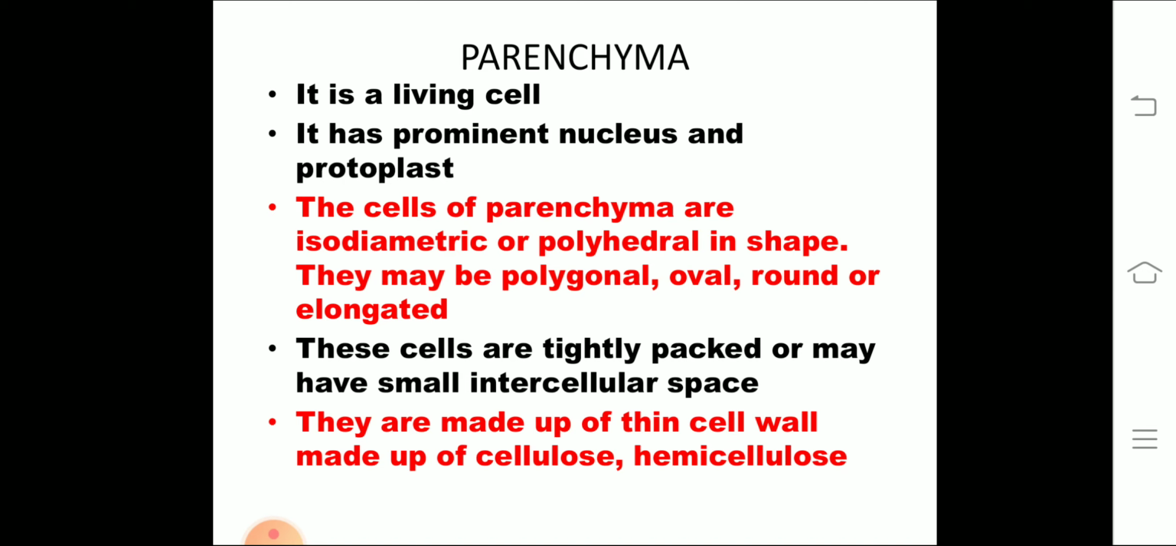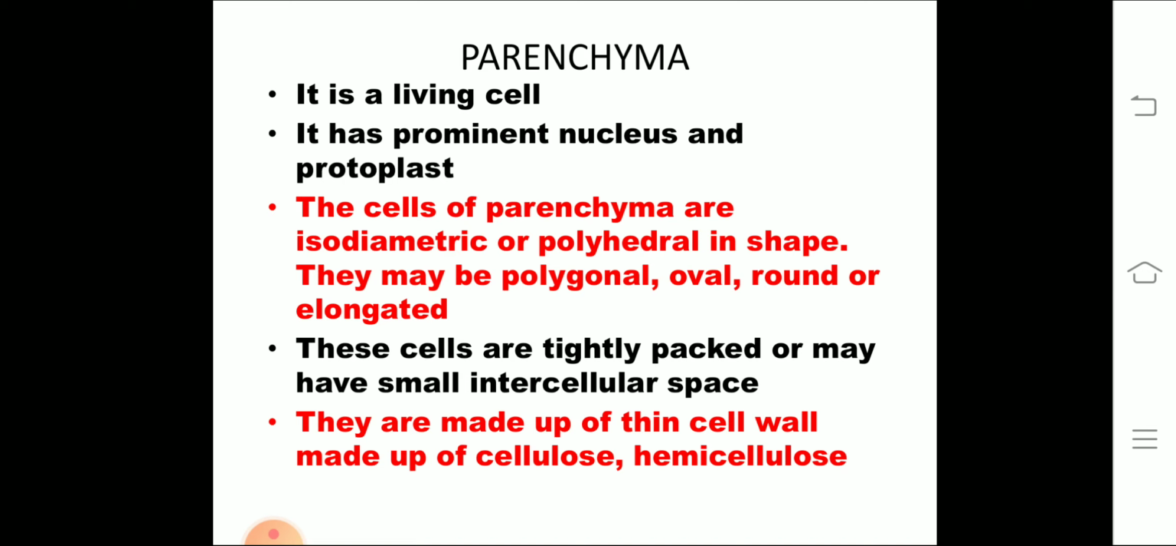Let us learn first about simple permanent tissue. The first simple permanent tissue we are going to study is parenchyma. It is a living cell, which means it has protoplasm. I said permanent tissues are mostly dead cells, but there are some cells that are living. They have a prominent nucleus and protoplasm.